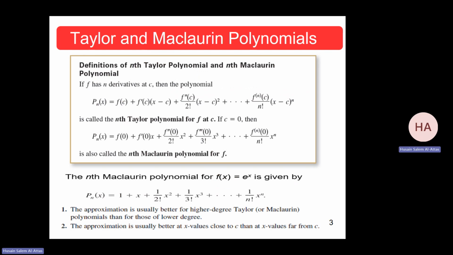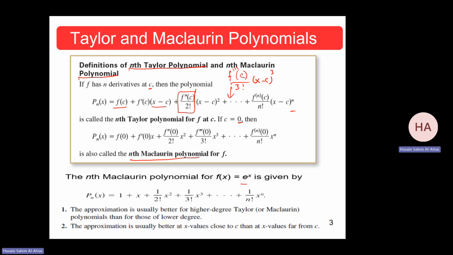According to that, now we'll define what's called the Taylor polynomial and the Maclaurin polynomial. Assume f has n derivatives at the value c, then this polynomial, f of c plus f prime at c times x minus c, plus f double prime of c over 2 factorial, then the next one, f triple prime at c over 3 factorial times x minus c to the power 3, and so on. This polynomial of degree n is called the nth Taylor polynomial of f. If c equals 0, then we call it the nth Maclaurin polynomial for f.